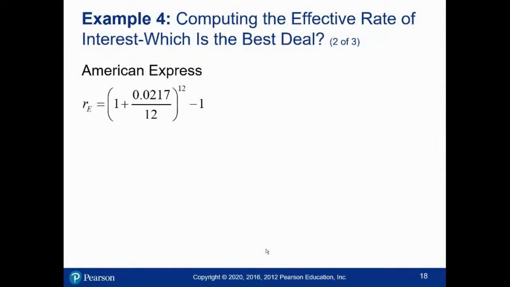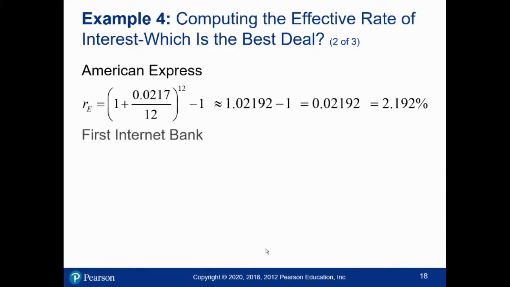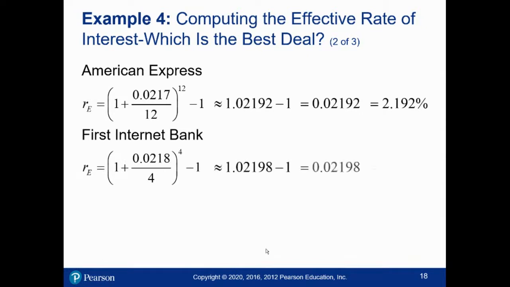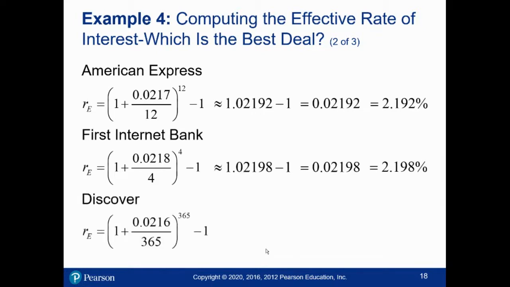So for American Express, we just plug it into this formula. Their rate was 2.17%, and it was monthly, so that makes the number of compounding periods 12. We plug this into a calculator, and we get about 2.192%. Sorry, 2.192%. 21% would be ridiculous. The other bank, okay, it's a slightly higher rate, but a lower number of compounding periods. We compute it out, and we get, ooh, just a bit higher. That's nice. What about that bank that was offering daily compounding? Has a lower interest rate, and it's actually worse. It's the worst one of the 3.